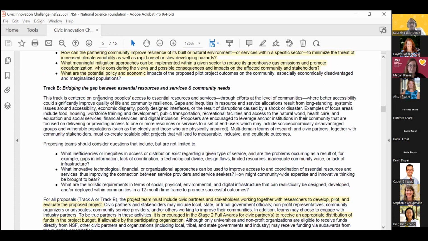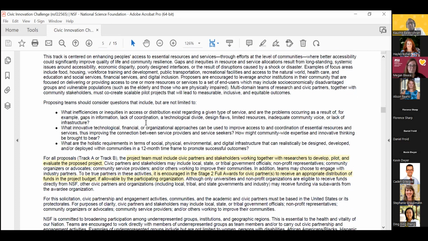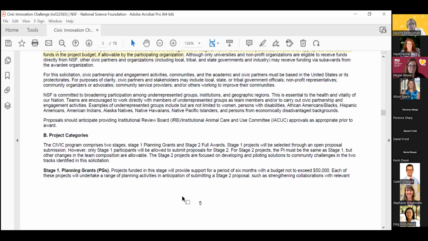And track B is talking about where the gaps are right now and what is needed to fill that. So it seems slightly more long-term. However, you still need to figure out how you will achieve this in a 12-month time frame. So that's all that. All right.